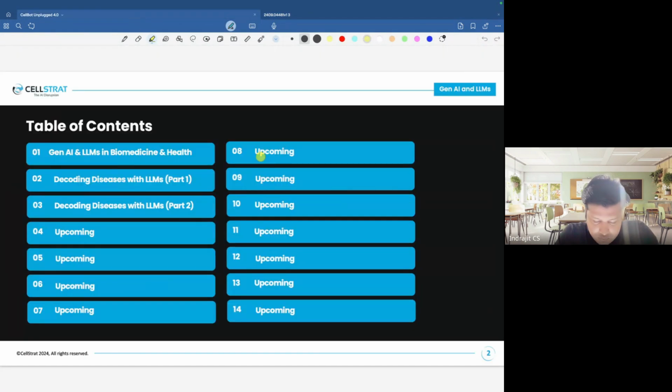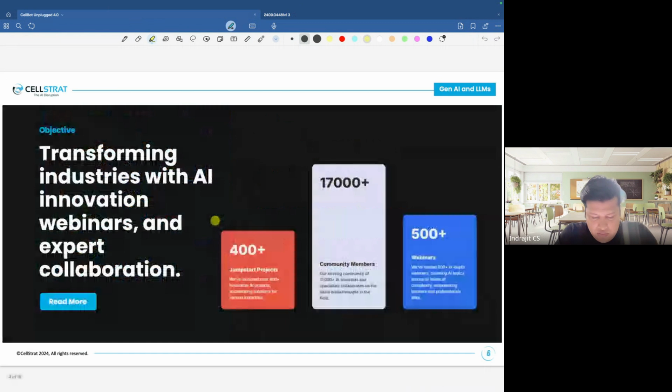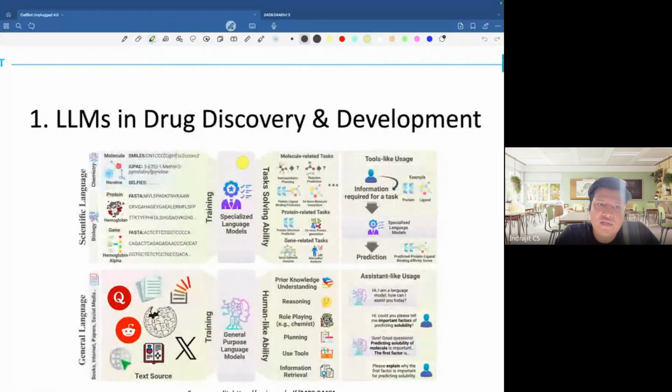I will quickly cover what we discussed in the last webinar, about LLMs in the drug discovery and development process. We talked about two approaches: one is using a specialized LLM, and the other is using a generalized LLM. We cannot say that one replaces the other, because both have their own purpose.